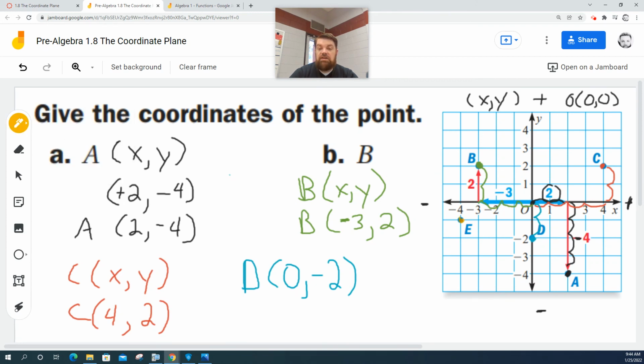Okay. Lastly, let's do E. E is way over here. Okay. So to get to E, I start at the origin and I go 1, 2, 3, 4 units in the negative x direction. And then I go down 1 unit in the y direction. And that's it. Any questions?